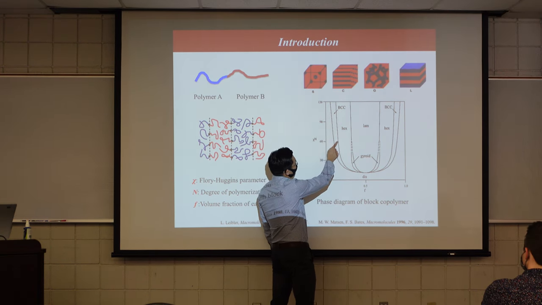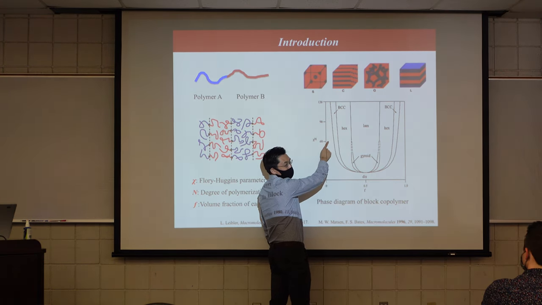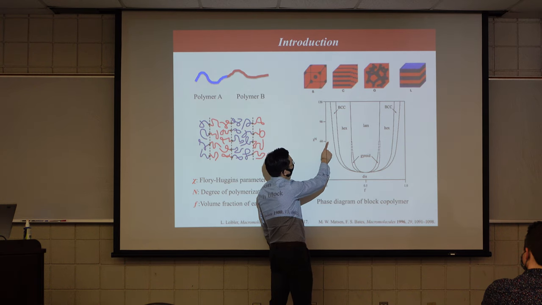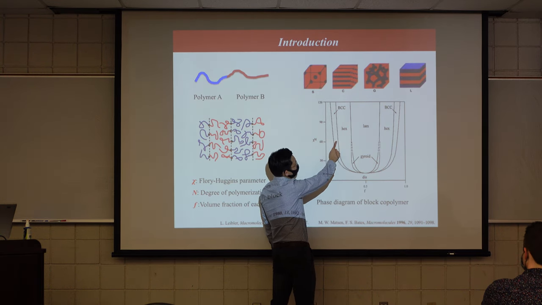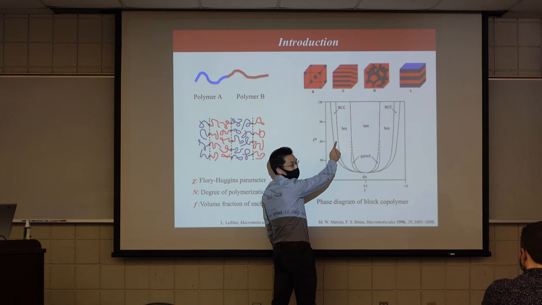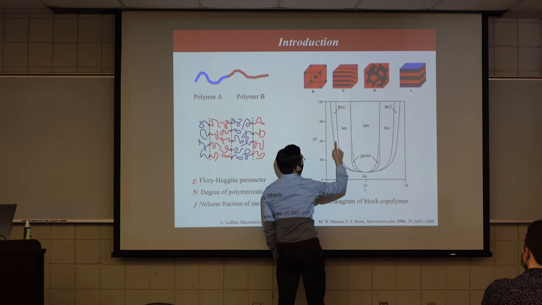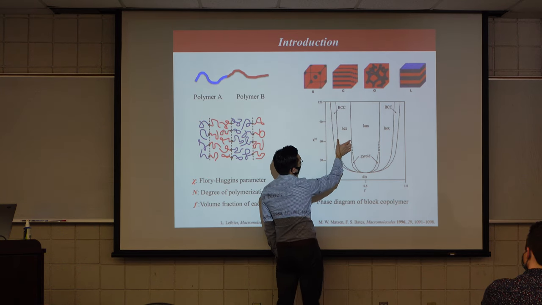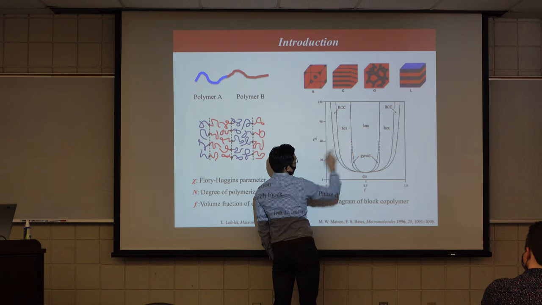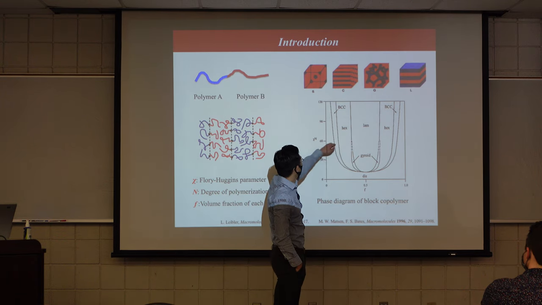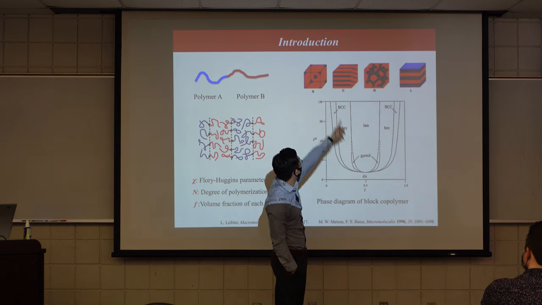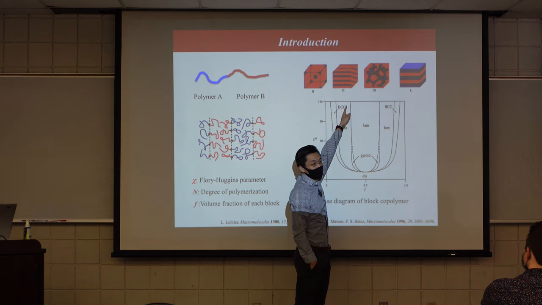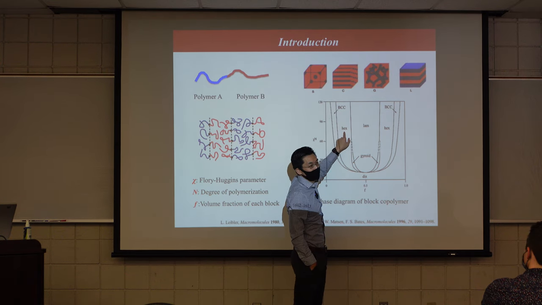When I increase the molecular weight of the minor block, now my polystyrene goes from 99K to, let's say, 80K, and your polyisoprene goes from 1K to 20 kilodalton. You're going to have a BCC cubic phase, and you can have a hexagonal phase. And the window for forming the hexagonal phase is relatively large. Hexagonal cylinder, okay? So that's what this means.